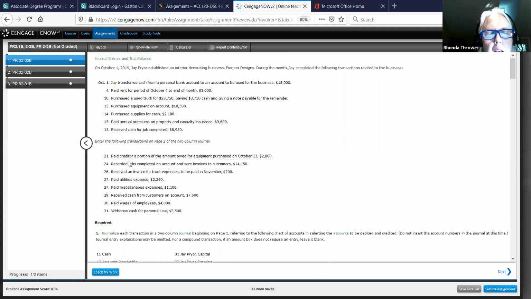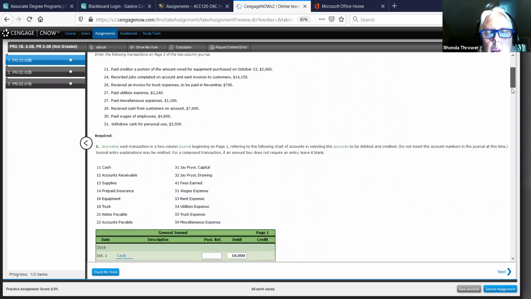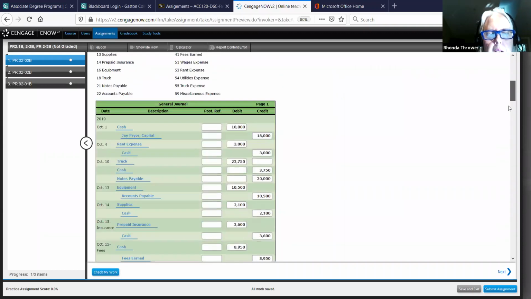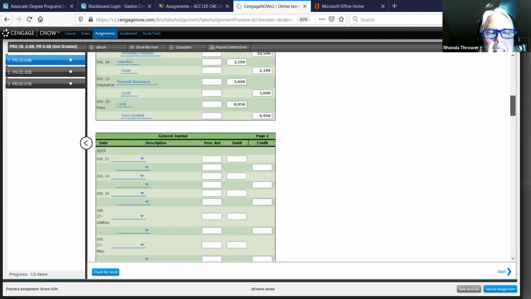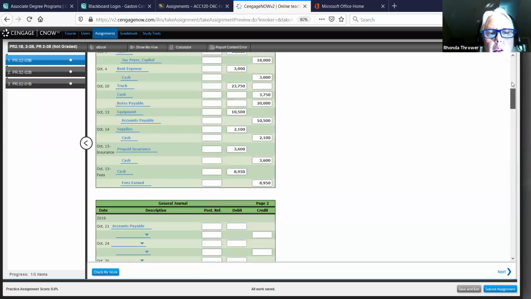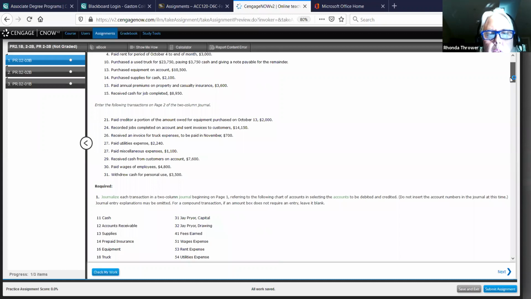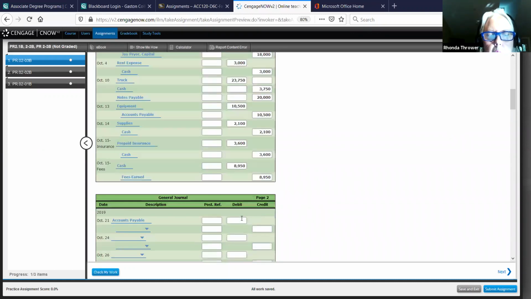On the 21st, it says we paid a creditor a portion of the amount owed for the equipment that was purchased on October the 13th. We paid $2,000 to the creditor. So my accounts payable will be decreasing in this situation. To decrease a liability, we would debit. So accounts payable is going to be debited for the amount that we paid out, which was $2,000. To decrease a liability, we debit the liability account.